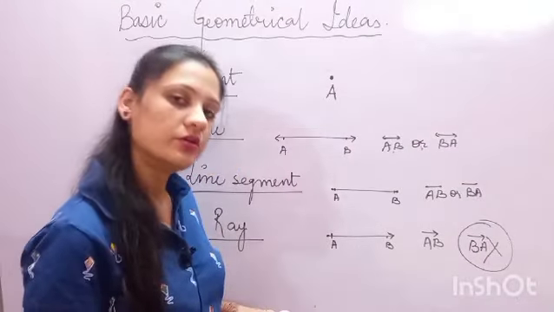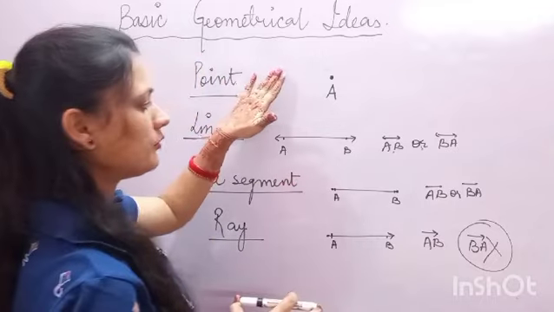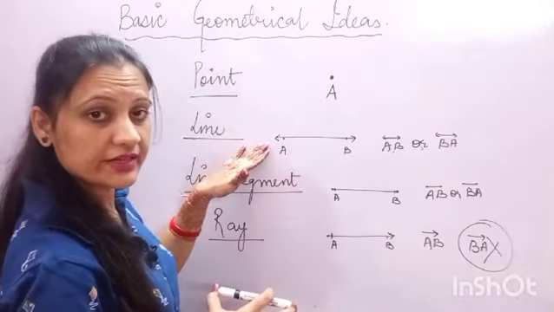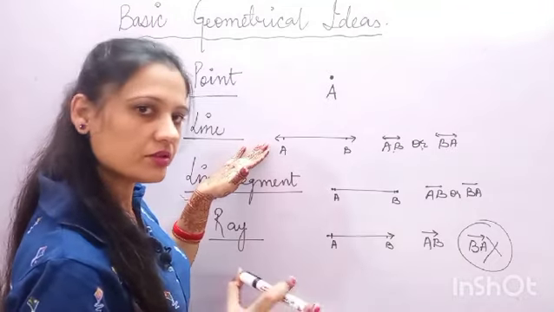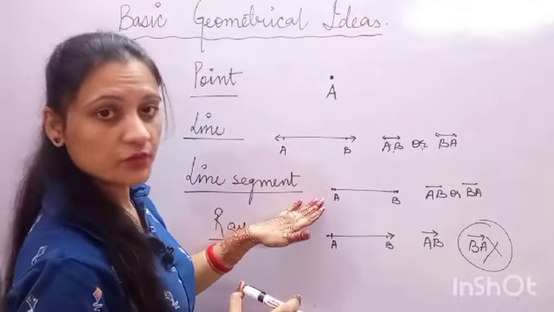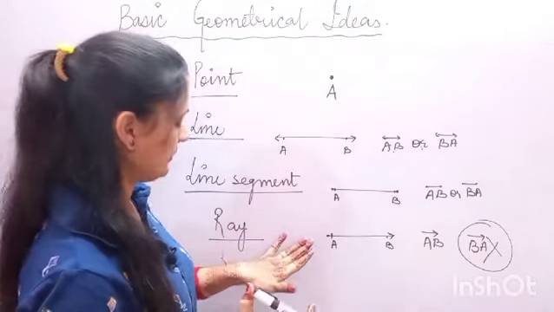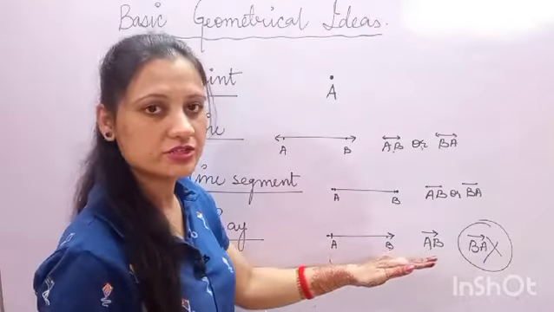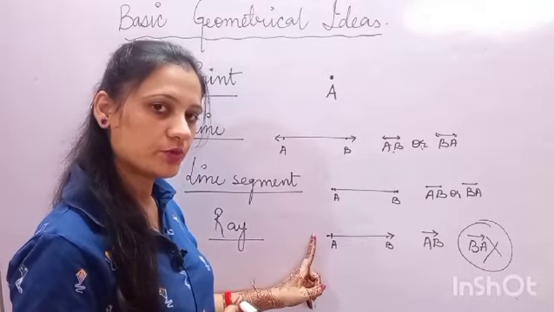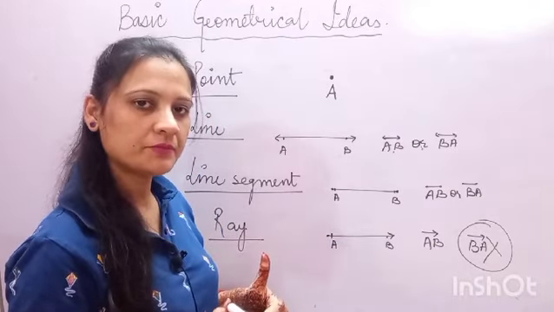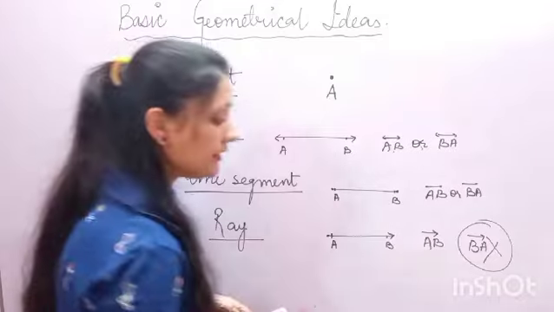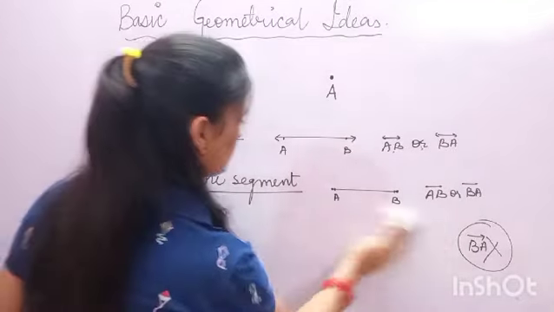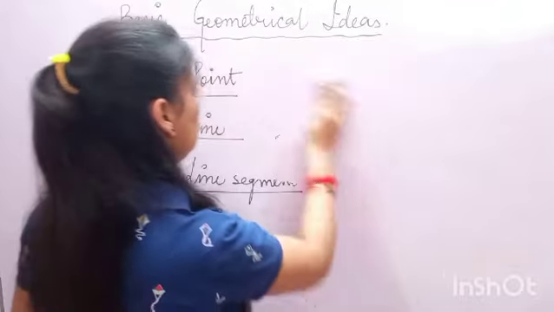That will be wrong. So I hope you understood point, and line, which can be extended in both the directions, with no fixed length. Line segment, two endpoints, fixed length. And ray, again no fixed length, and it can be extended in one direction and has one endpoint. Is it clear, everyone? Let us move ahead. Next we talk about curves. What are curves? Let's understand. Very simple it is.